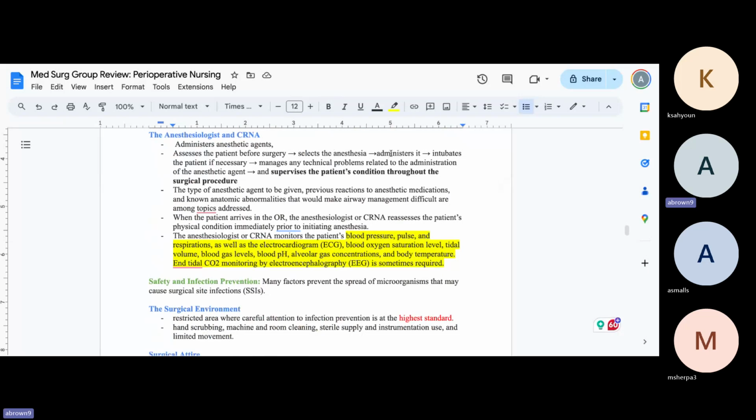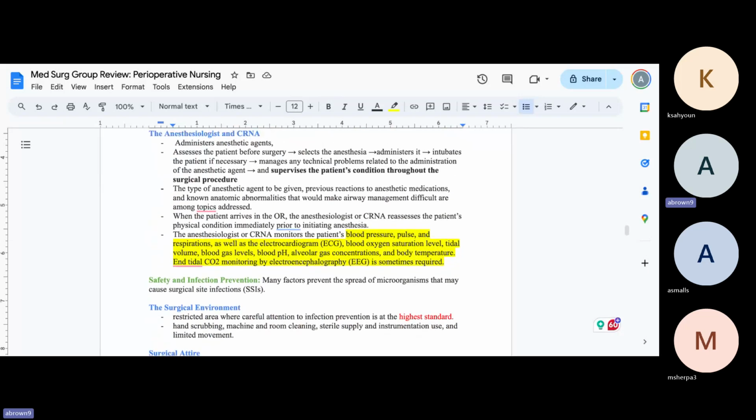And then when the patient's finally in the OR room, they're going to administer it. The patient may have to be intubated if necessary, and they manage any technical problems related to the administration of the surgical agent, and supervise the patient's condition throughout the surgical procedure. The type of anesthetic agent to be given, previous reactions to anesthetic medications, and known abnormalities that would make airway management difficult are among topics addressed.